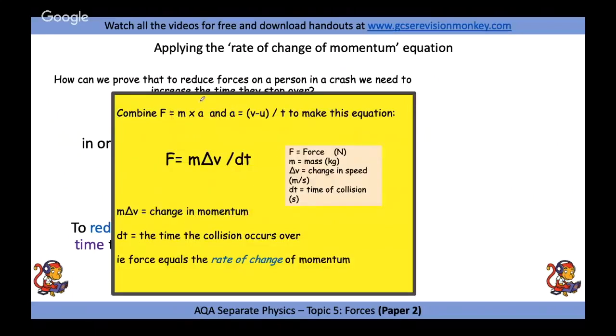So let's have a look at this. F equals ma is my equation. I swap a for v minus u over t to make this equation here. Force equals mass times the change in speed over the time taken. So this is the rate of change of momentum, because there is my momentum equation, and it's how quickly does that momentum change.